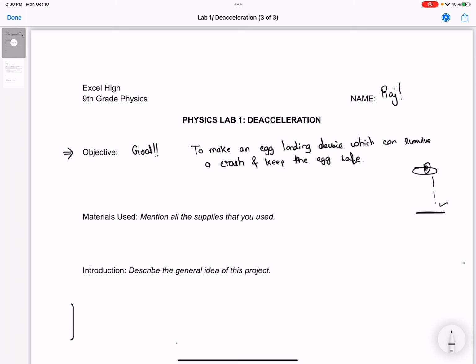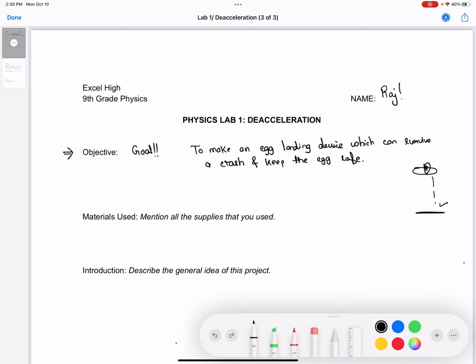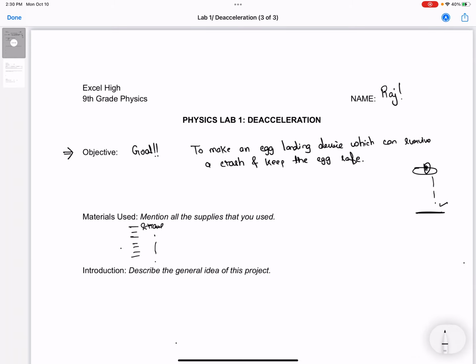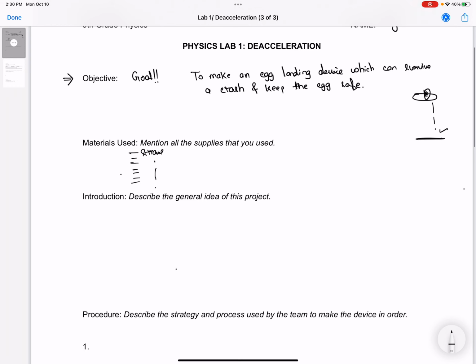Then the second thing is the materials used. So this is where you list all the items that you used, like straws, cups, whatever. You list all the items in this category. Then comes the introduction. Introduction is important, guys. The introduction is that part of your lab report which, if I read only the introduction, I should have a good idea about what you did in the whole lab report.